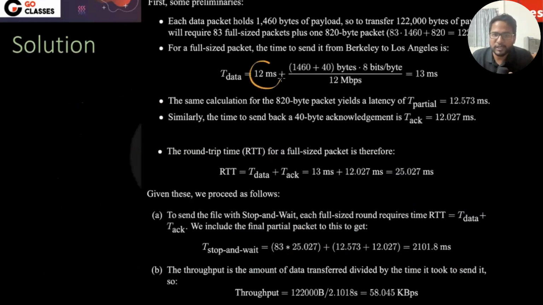So see, TP is 12 milliseconds, and TT is coming out to be 1 millisecond. So for the data, TP plus TT is 13 milliseconds. For the partial packet, this is 820 bytes. Why is that 820 bytes? This is 122,000.